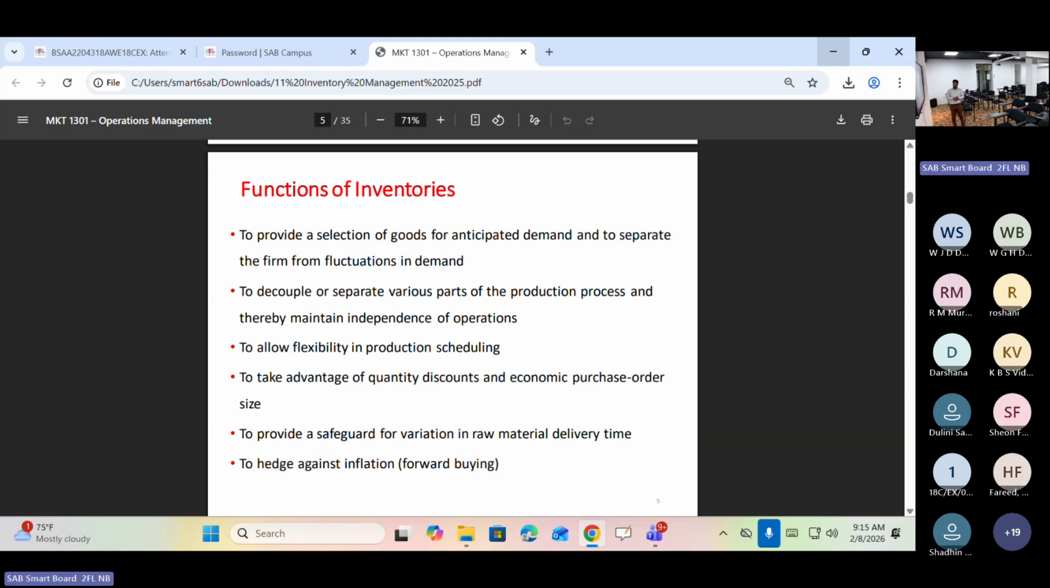And at the same time, there can be certain supply chain inefficiencies, problems, issues, like there can be delivery delays from your suppliers.